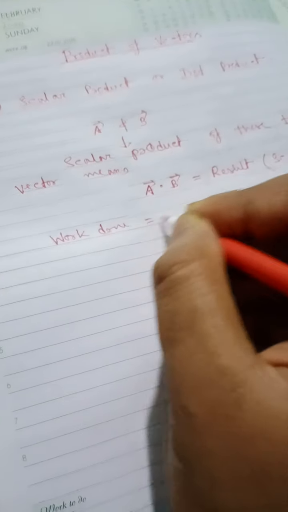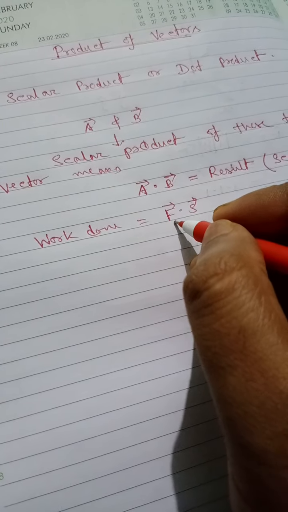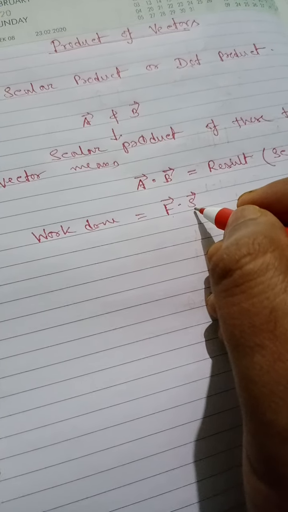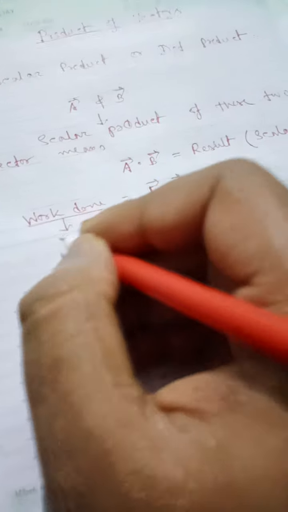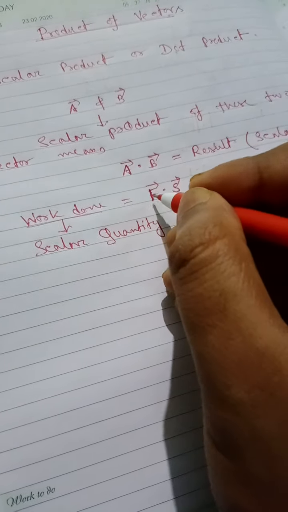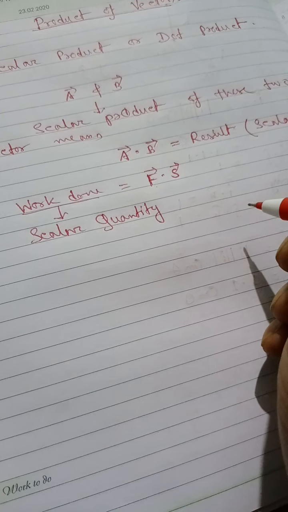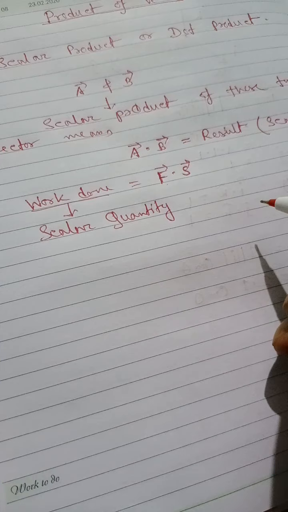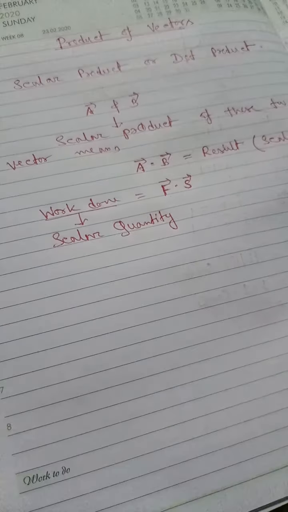If I give one example, suppose the work done. Work done is the scalar product of force and displacement. When we do F dot S, that is the scalar product, we get the work done, and work done is a scalar quantity. That means the scalar product of two vectors gives us a scalar quantity. That's why this product is known as the scalar product.